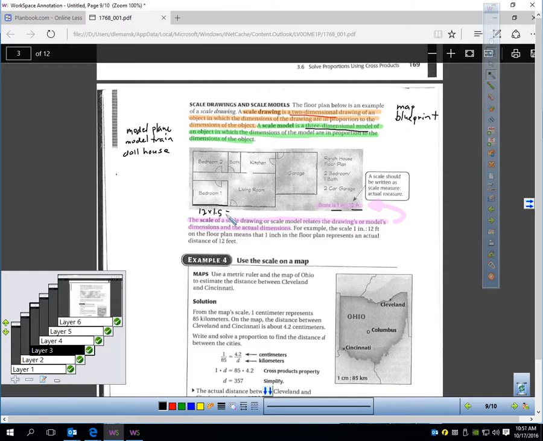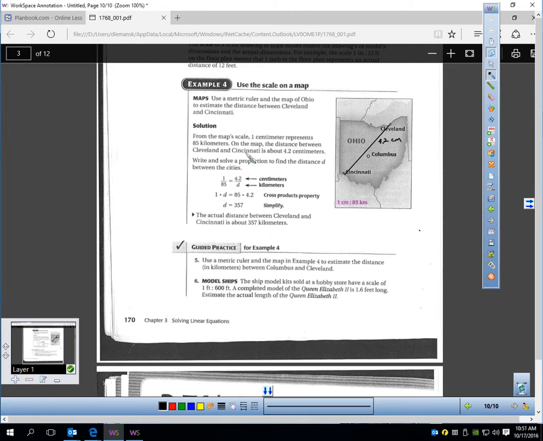I don't know that that's the case. Okay, I'd have to actually measure it in my book. All right? But that would be an example of how I could use this scale to figure out the lengths of any of these rooms or the garage in this picture. We would use scales to figure out distances, for example, on a map.